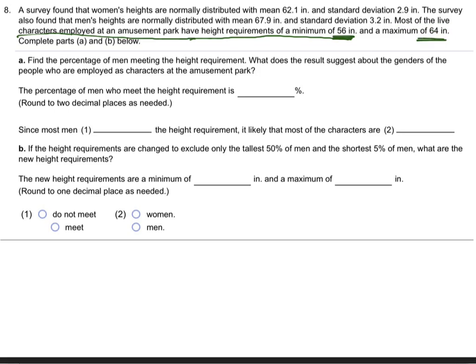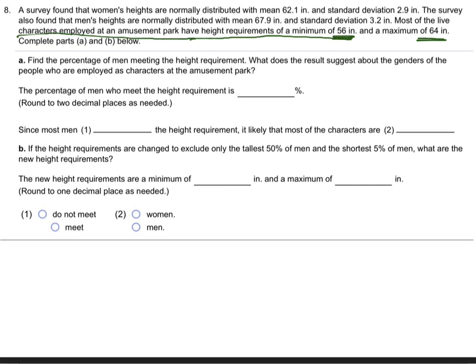So if there's a height requirement at an amusement park for the live characters, minimum, maximum. Anybody ever done that? Have you been a live character at a park? Have you done that? Been one? Anybody been one? You've seen one, yeah. All right. Well, anyway, we have no live character actors here, huh?